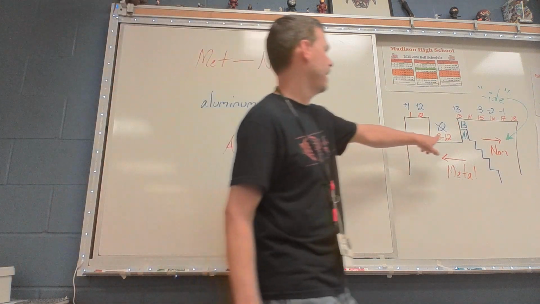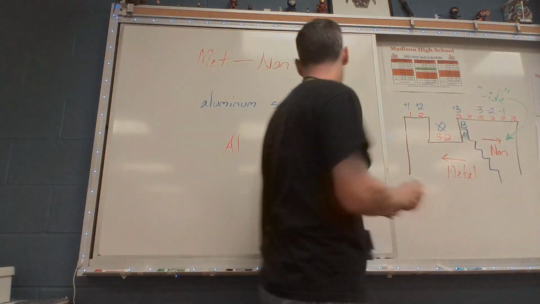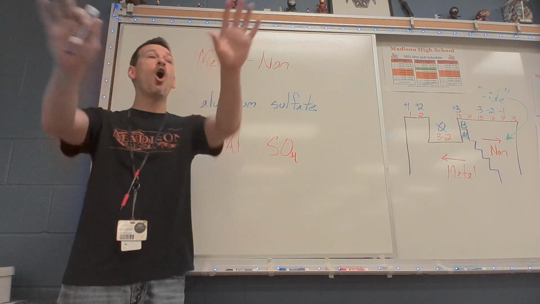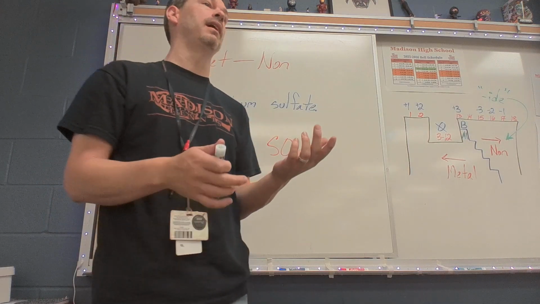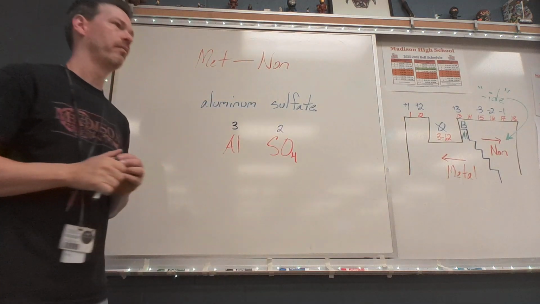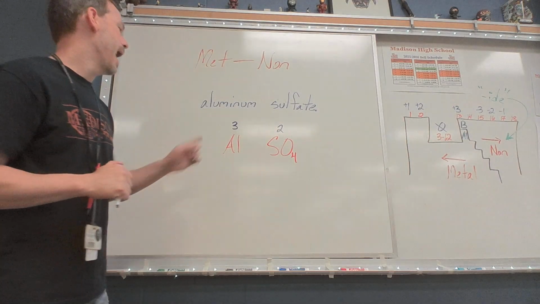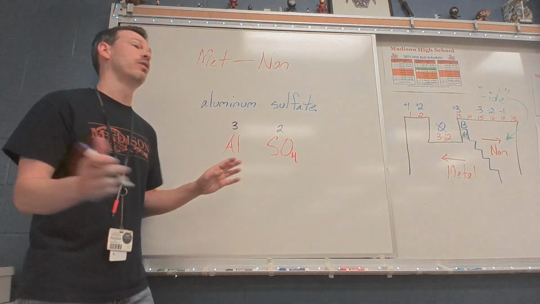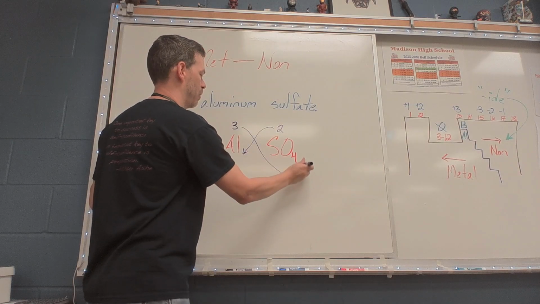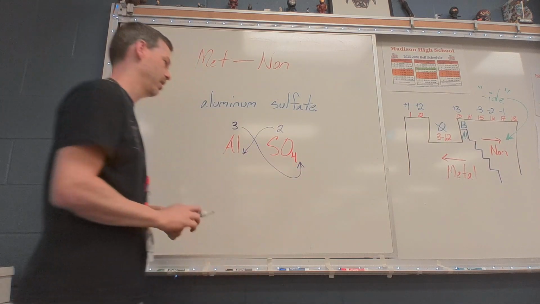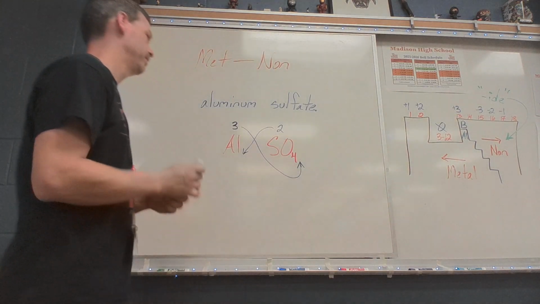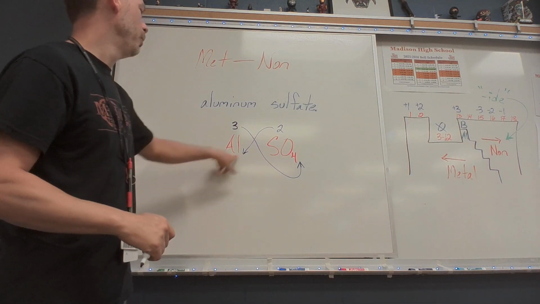Aluminum's oxidation state is +3. Sulfate's oxidation state, also read off the polyatomic list, is -2. As a ratio, those numbers cannot be reduced. So I'm going to cross the 2 there, and I'm going to cross the 3 there to build my final formula. So aluminum gets the 2.